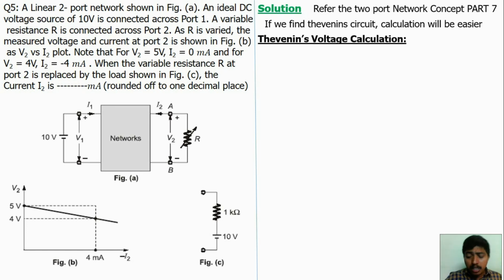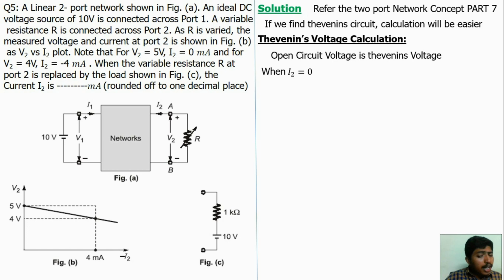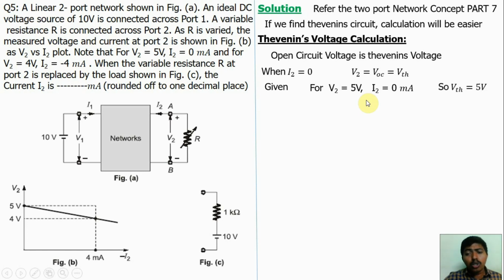What is Thevenin's voltage? Thevenin's voltage is the open circuit voltage. Okay, we remove the load and find the voltage across the load. So under open circuit, what is the value of load current? I2 is equal to 0. Okay, load current is I2. When the load is open, the current flowing through the load is 0. So I2 is equal to 0. When I2 is equal to 0, at this condition V2 is equal to the open circuit voltage or Thevenin's voltage. This is already given. When I2 is equal to 0, V2 is equal to 5 volt. So VTH is equal to VOC is equal to 5 volt. Okay, Thevenin's voltage is directly given.